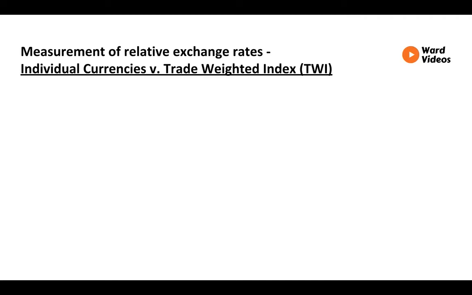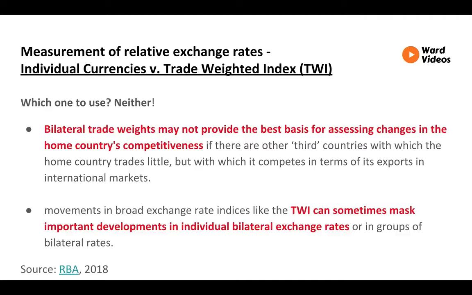So, which measurement should we use and which one is better? Well, the answer is neither. Bilateral trade weights may not provide the best basis for assessing changes in a home country's competitiveness if there are other third countries with which the home country trades little, but with which it competes in terms of its exports to international markets. Also, movements in broad exchange rate indices like the TWI can sometimes mask important developments in individual bilateral rates or in groups of bilateral rates.